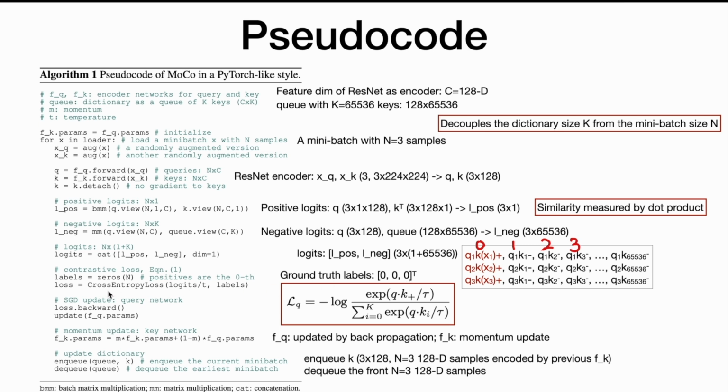Then we calculate the regular cross entropy loss between the predicted logit and the ground truth label, using this equation. As we mentioned, by minimizing this loss function, we are training the network to pull all of the positive keys and the query together and push negative keys and the query apart.